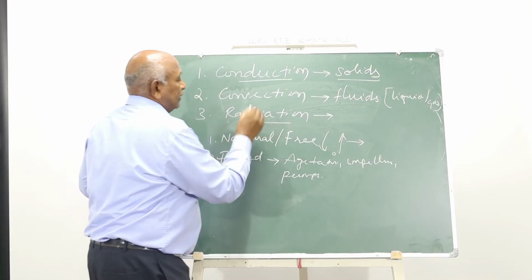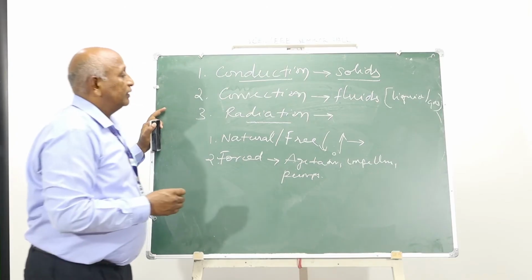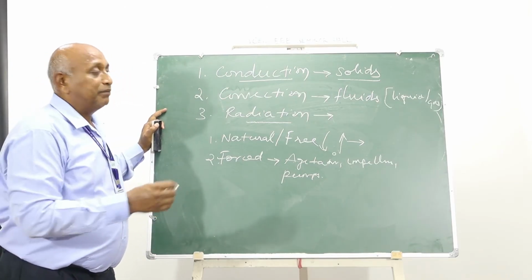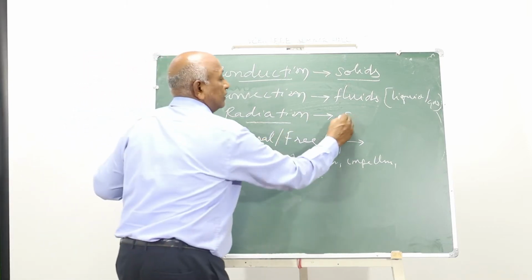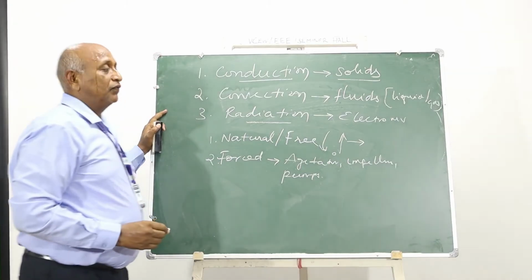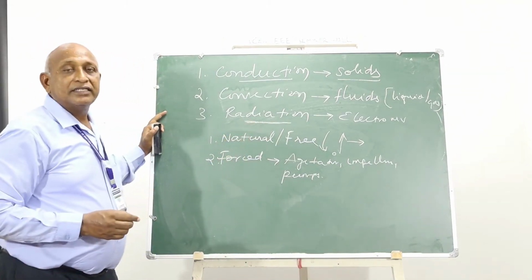The last one is radiation heat transfer. Radiation heat transfer is the transfer of heat energy in space by means of electromagnetic waves. A good example for this is the solar energy that we receive from the sun.